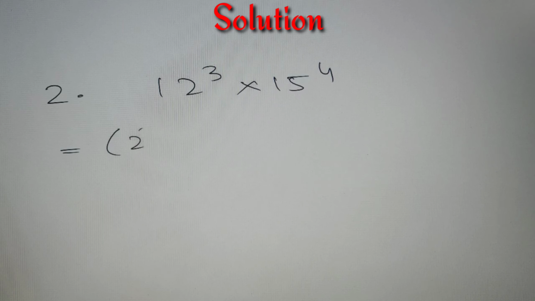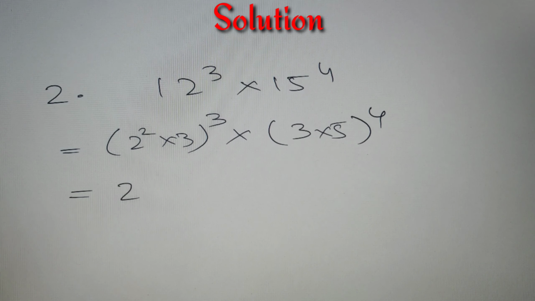So according to our second question, we have to find the number of even factors of 12 to the power 3 into 15 raised to power 4. Now first we have to prime factorize the number according to our formula. So we know that 12 is equivalent to 2 square into 3 and it is raised to the power 3, and we know that 15 is equal to 3 into 5 and it is raised to the power 4.